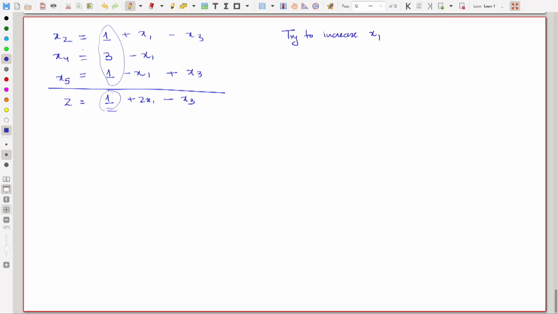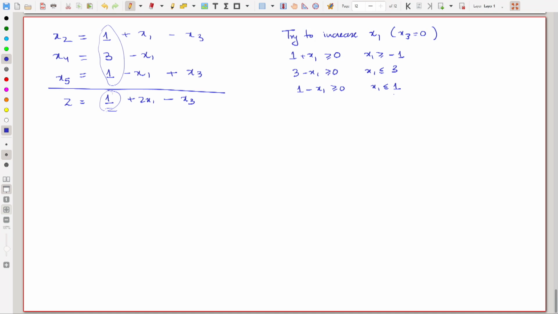And what do you get? We will keep x 3 equal to 0. So, you get 1 plus x 1 is greater than or equal to 0, which says that x 1 is greater than or equal to minus 1. That is not a constraint, because anyway we have assumed that x 1 is greater than or equal to 0. But the second one tells us that 3 minus x 1 is greater than or equal to 0, which says that x 1 is less than or equal to 3. And the third condition tells us that 1 minus x 1 is greater than or equal to 0, which means x 1 is less than or equal to 1.